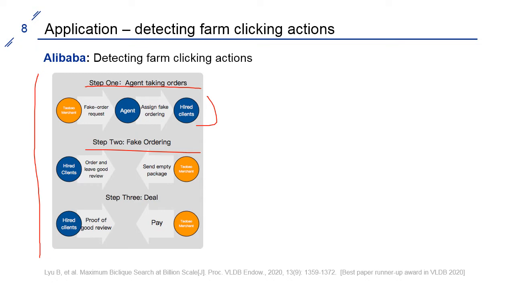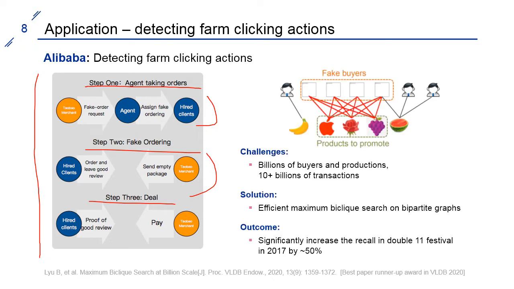They will order and leave good reviews, and the Taobao merchant will send empty packages. And step 3, the hired clients will give the proof of the good review, and the Taobao merchant will pay the clients. So these fake buyers and products to promote will be inclined to form a cohesive subgraph or a biclique, because the fake buyers will commonly buy the same products in the same shop.